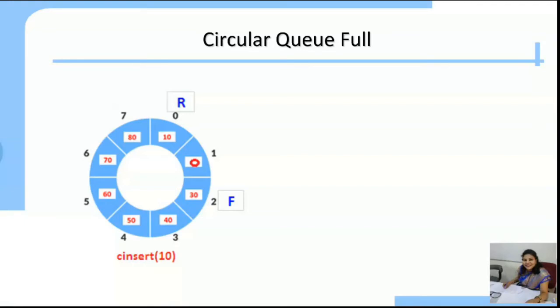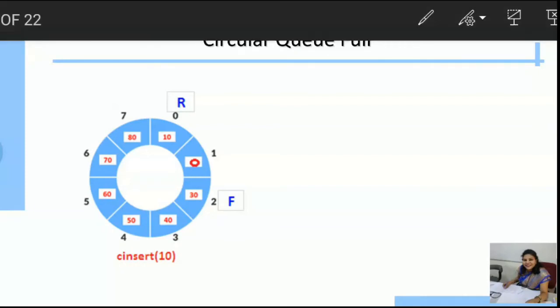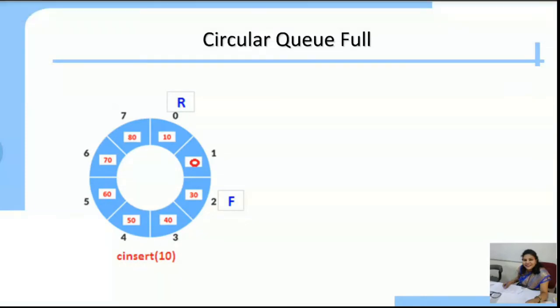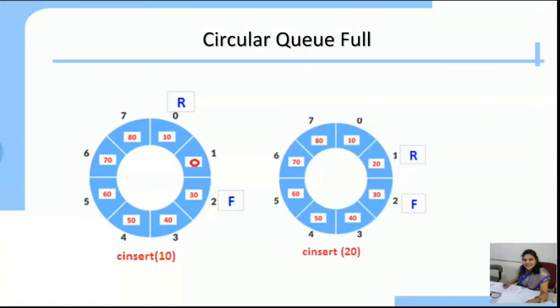Again, I want to insert one number, that is 20. Where will 20 be inserted? At the rear side. How? 20 will be inserted at the first location and rear will be incremented by 1. So for insert 20, we are first incrementing the rear by 1. Now rear is 0, so 0 plus 1, it will be 1. And we are inserting the 20 at the rear position.